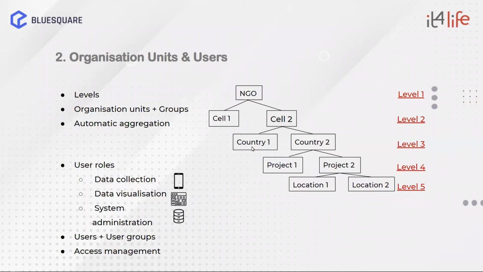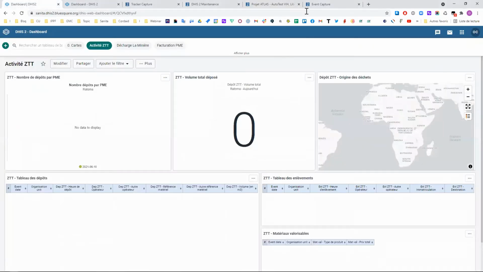At my country level, I will have a monitoring coordinator who will have access to all the data for the country. So once you have these two, you are able to define the access of your users to the hierarchy as a first step. And I will show you a first example.